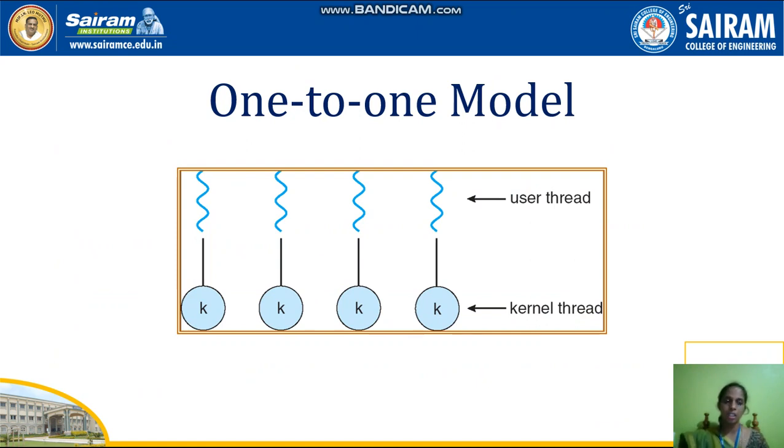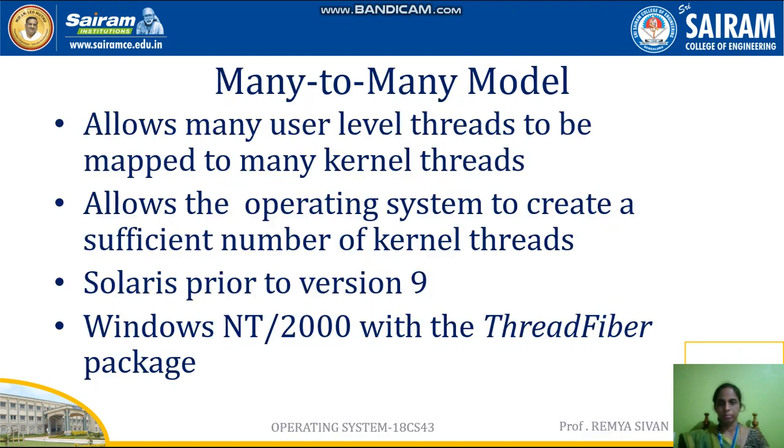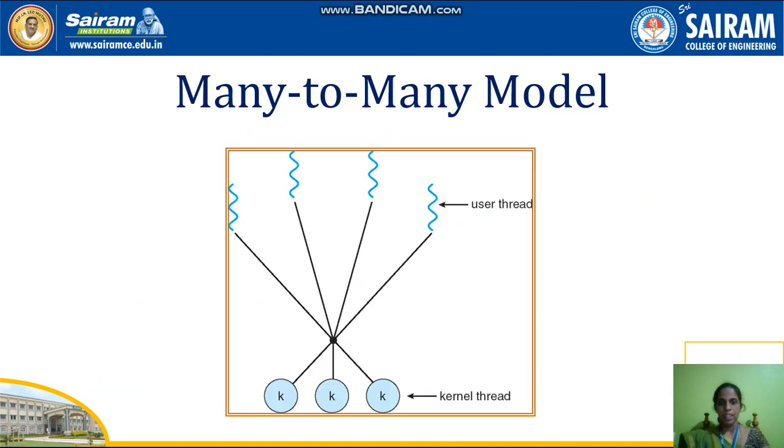That is not recommended. Next model is the many-to-many model, which allows many user level threads to be mapped to many kernel threads, and allows the operating system to create a sufficient number of kernel threads. Here, many user threads are mapped to many kernel threads. It's not compulsory that if you have n number of user threads, you should have n number of kernel threads. Many user threads can map to many kernel threads.